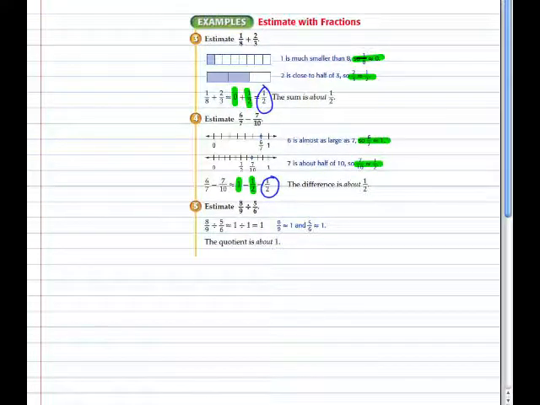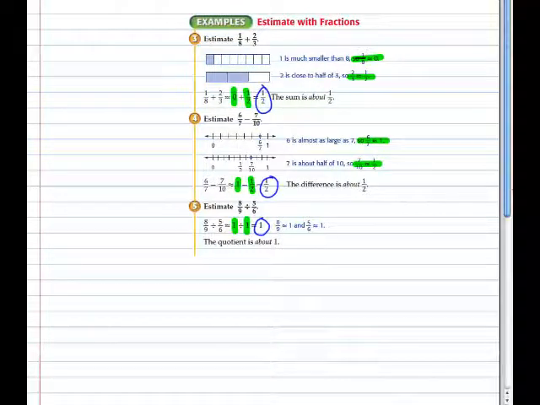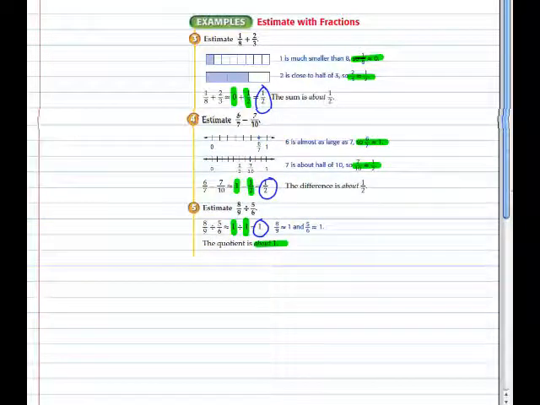In our third example, 8/9, the numerator 8 is close to 9, so we're going to round that to 1. 5/6, the numerator is almost as large as the denominator, we're going to round that to 1. 1 divided by 1 is 1. So in this estimate, 8/9 divided by 5/6 is about 1.